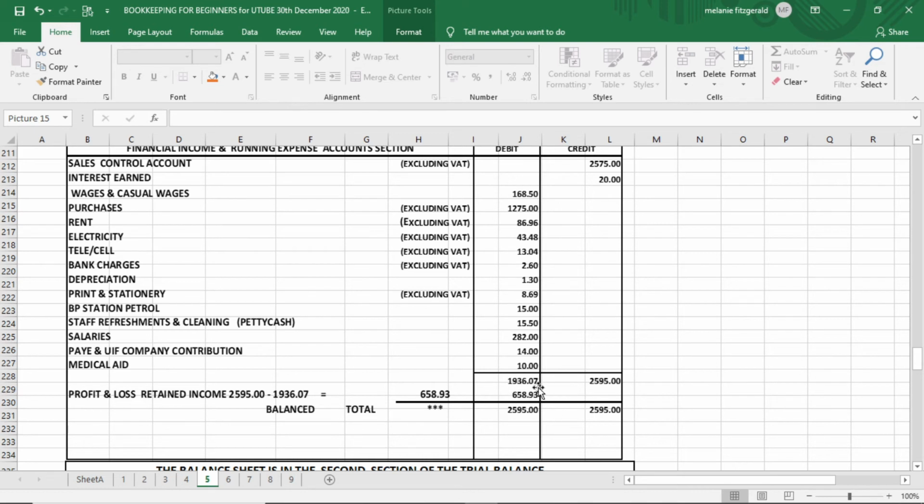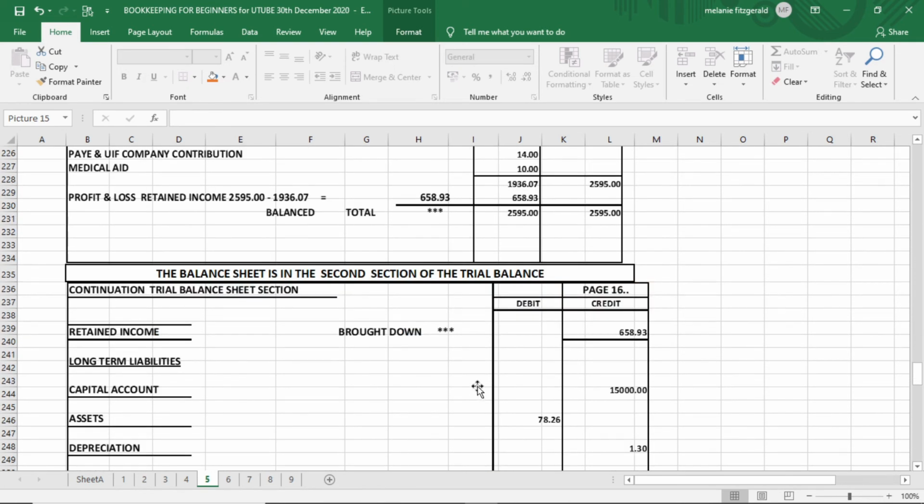So if this was on the credit side, say this was larger, the debit side was larger than the credit side, this figure would be on the credit side, which would mean we'd made a loss. So this is how we work out whether we made a loss or profit in our business. And that enables us to balance the two sides. As you see, 2595 on both sides. We get this figure here, and then we add that figure to that smaller figure, which we've now got, where we took away, and we get the balance.